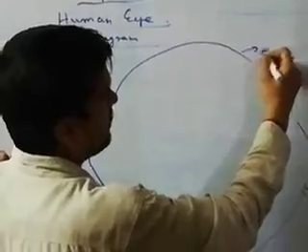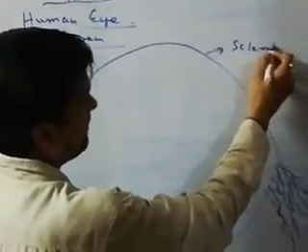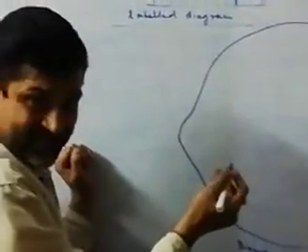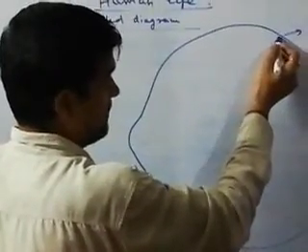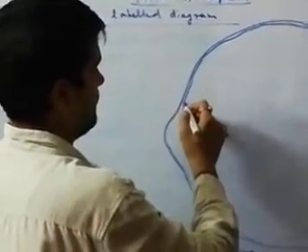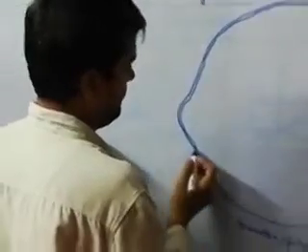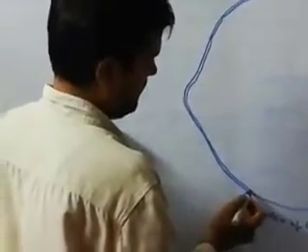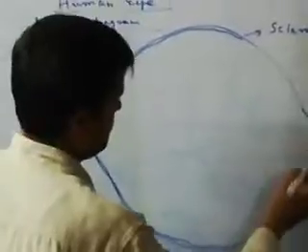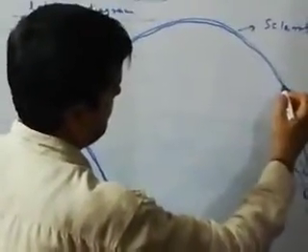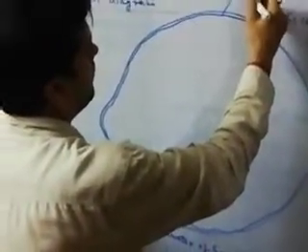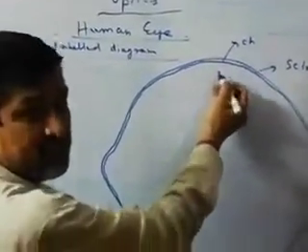This eyeball system has two layers. The outer layer is called sclerotic, and the inner layer is called cornea. The outer layer is opaque, and the inner layer is not opaque; it is a little bit transparent in nature.